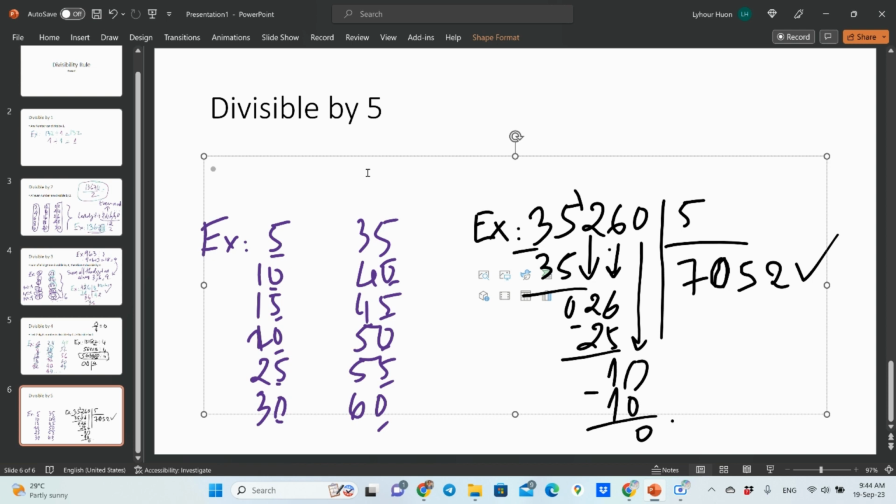So any number whose last digit is either 0 or 5 is divisible by 5. Therefore, any number that has the last digit 0 or 5 is divisible by 5.